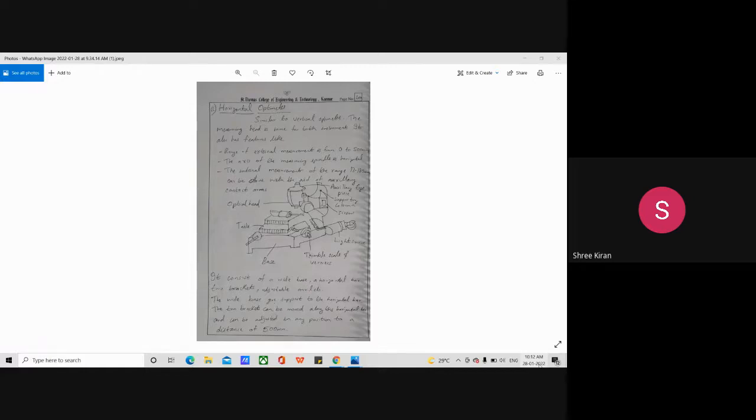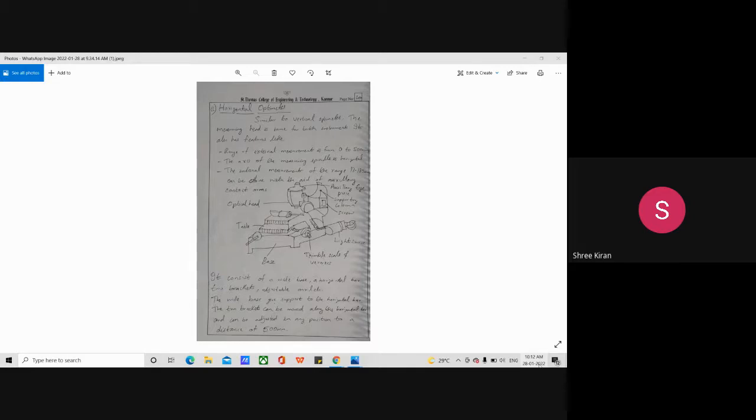The wide base gives support to the horizontal bar, where the two brackets can be moved along the horizontal bar and can be adjusted to any position up to a distance of 500 mm.